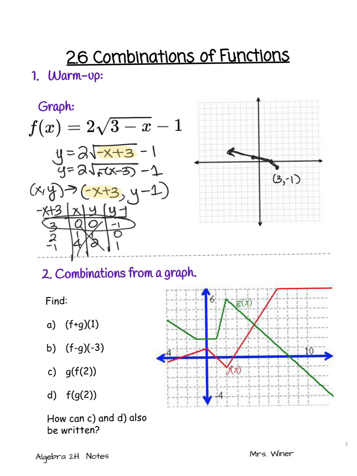So today we're going to learn combinations of functions. It's pretty easy actually, except for one part. So to find f plus g of 1, this just means take f of 1 and add g of 1 to it. That's all that it means. So for f of 1, that is going to be 0. That's the y value there. And then g of 1 is 2. So we add them together and we get 2.